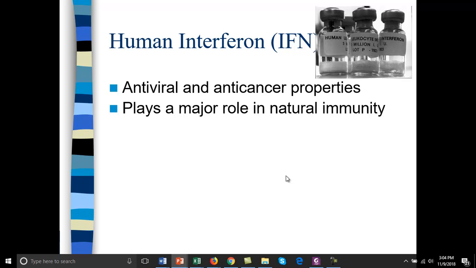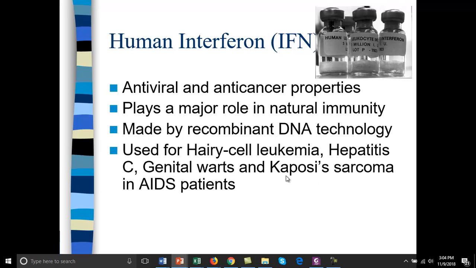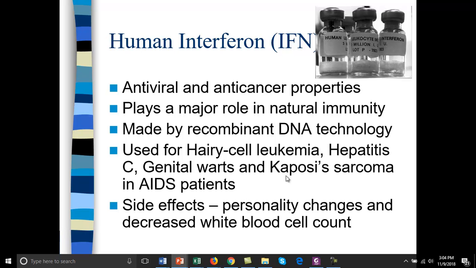When we use interferon therapeutically, say from genetically modified bacteria or genetically modified cells, then we use much higher doses, and so there are a lot of side effects associated with it. Okay, like I said, it's made by recombinant DNA technology. It's used for hairy cell leukemia, hepatitis C, genital warts, and Kaposi sarcoma in AIDS patients.